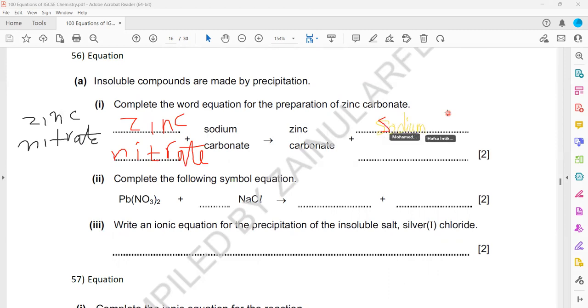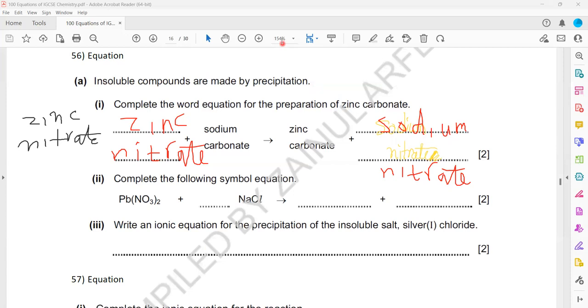Zinc sulfate, you mean? Yes. Yeah, zinc sulfate you can mention, but to be on the safe side, as I mentioned, all nitrates are soluble. So anything with a nitrate is always soluble, so it would never be wrong. But sulfates like barium sulfate, calcium sulfate, lead sulfate, these are insoluble. So if you are 100% sure of that salt which is soluble, then you can write any.